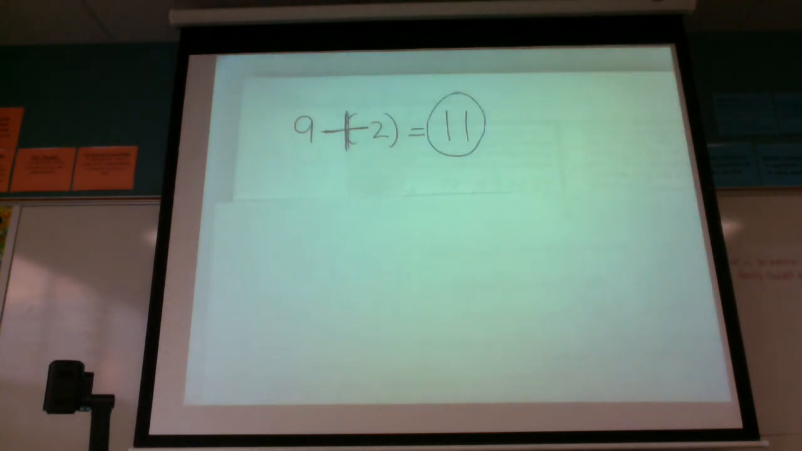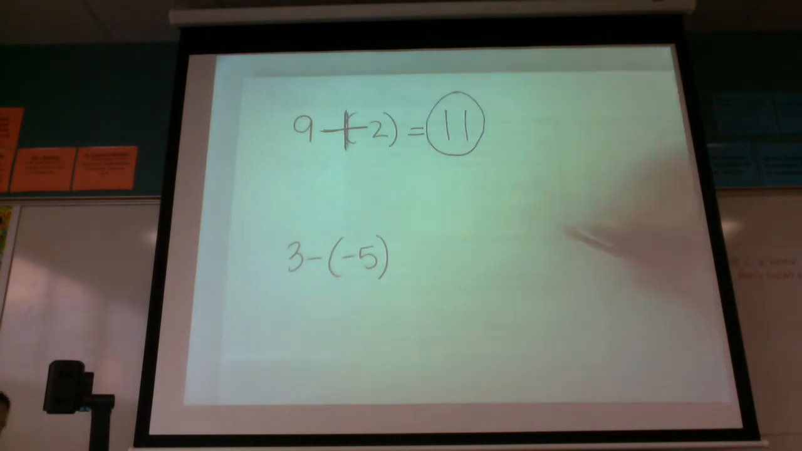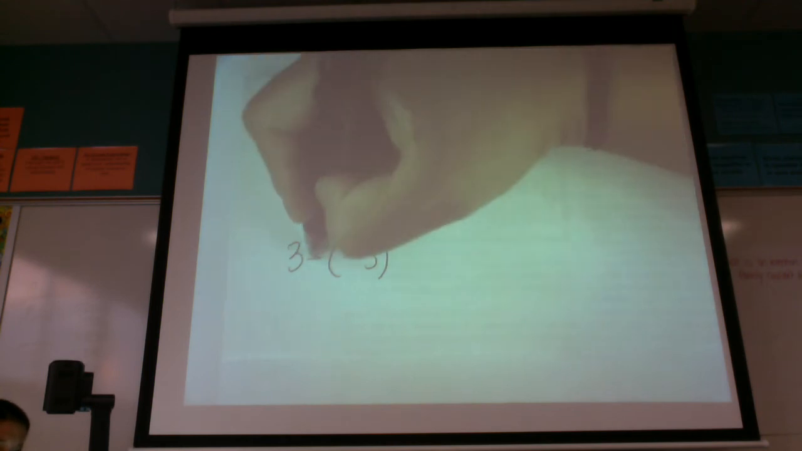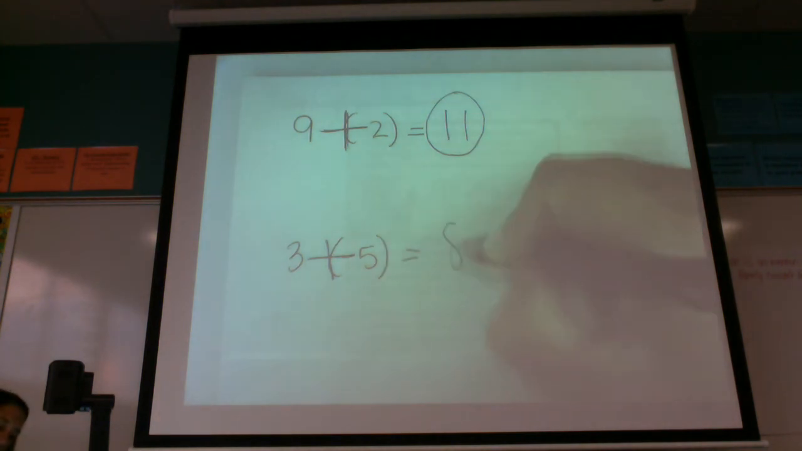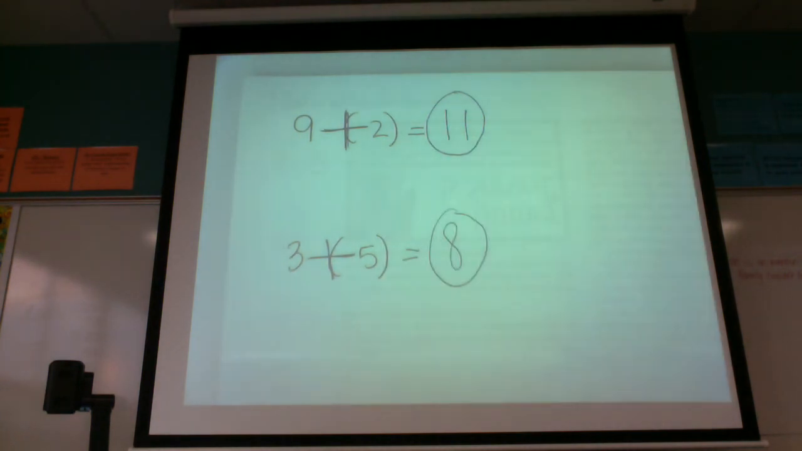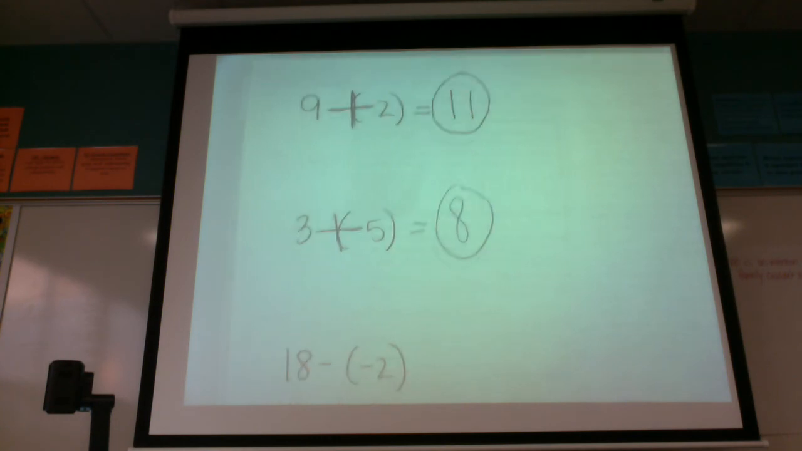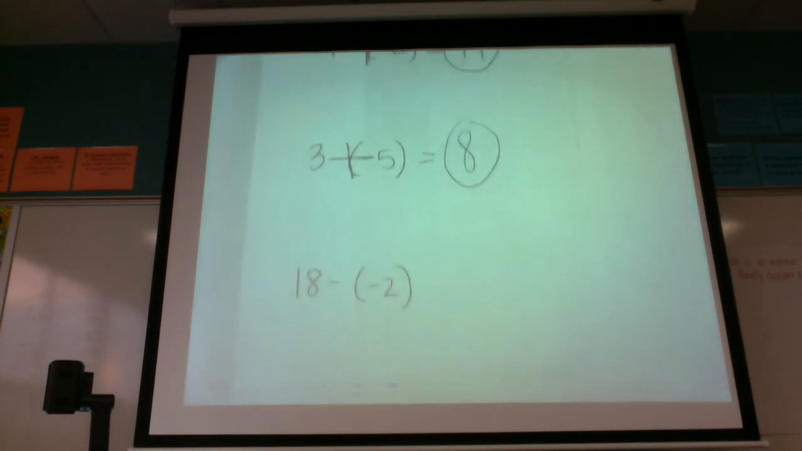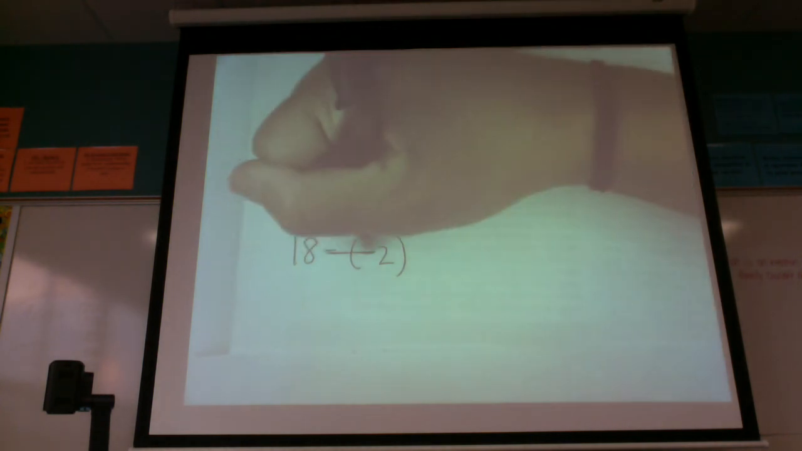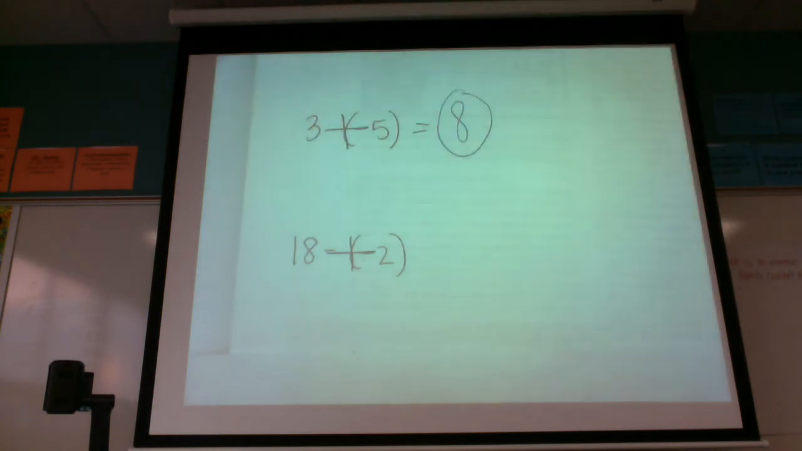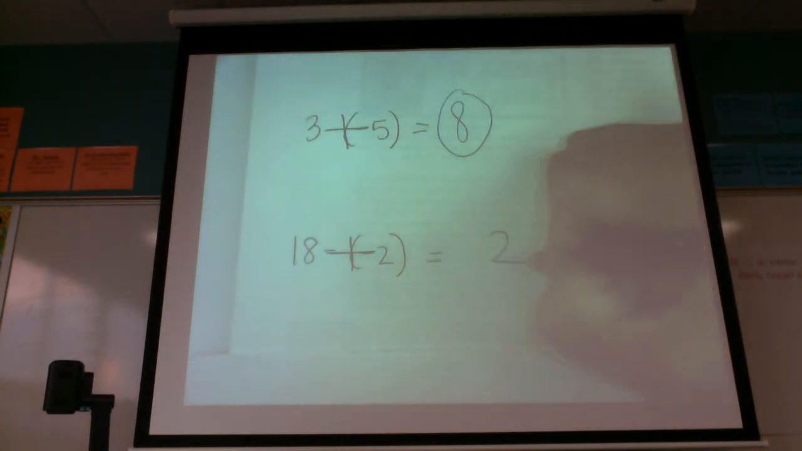Let's do a couple more like that, because these are our unique situation ones. So 3 minus -5. Okay, I have minus a negative. So I need to go ahead and connect those, make a plus sign. So 3 plus 5, that's going to give me 8. A couple more like that. 18 minus -2. See how my negative signs are next to each other? Go ahead and connect. 18 plus 2, that's an easy one, 20.